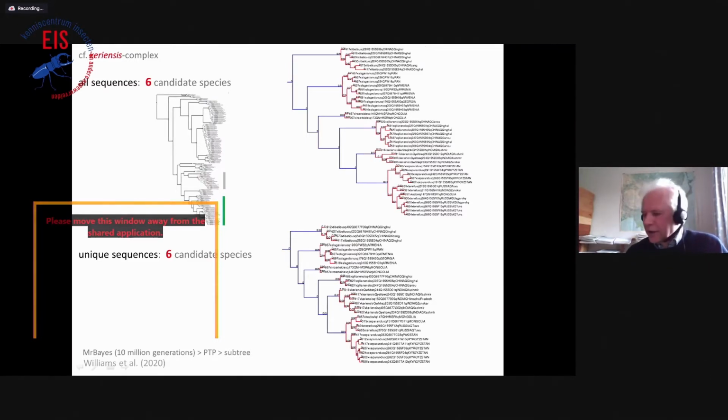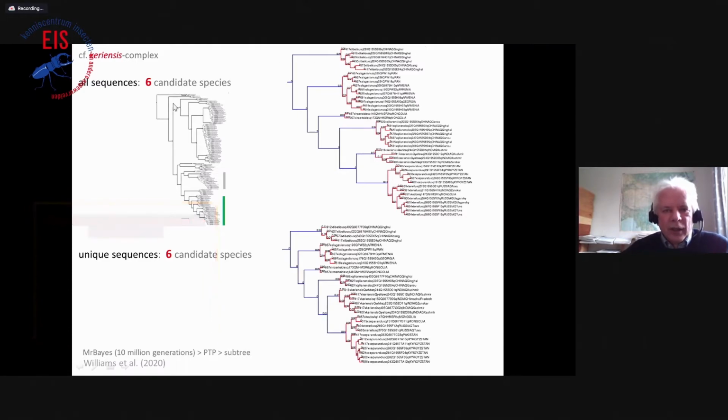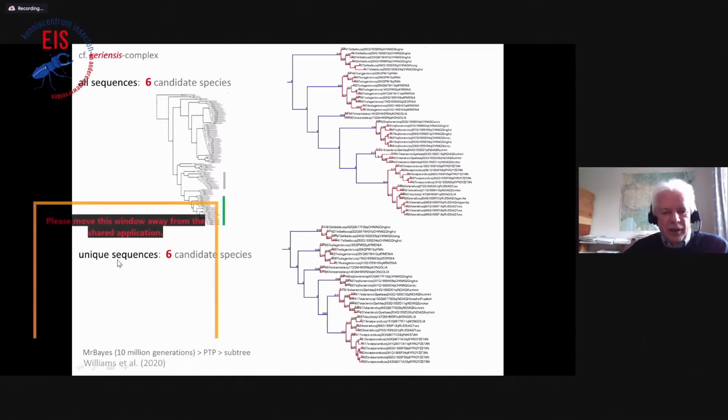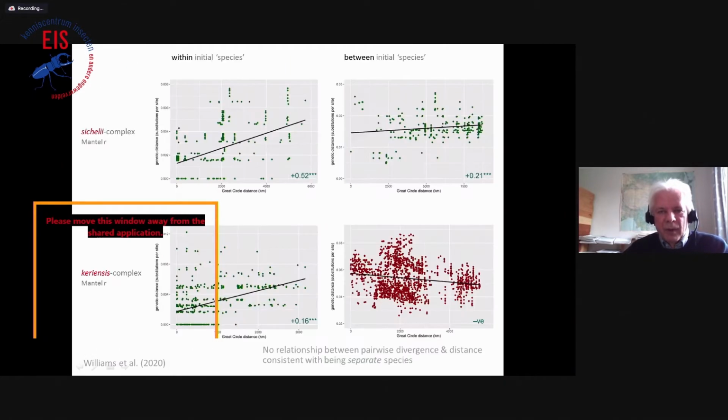So if we look at the Cariensis complex, which is pretty much the sister group to Sicily, then initially with all of these sequences in, we identify 6 species from the coalescent analysis. And if we reduce it to the unique sequences, we still get 6 species. And these are very robust to adding or subtracting sequences, which is good news.